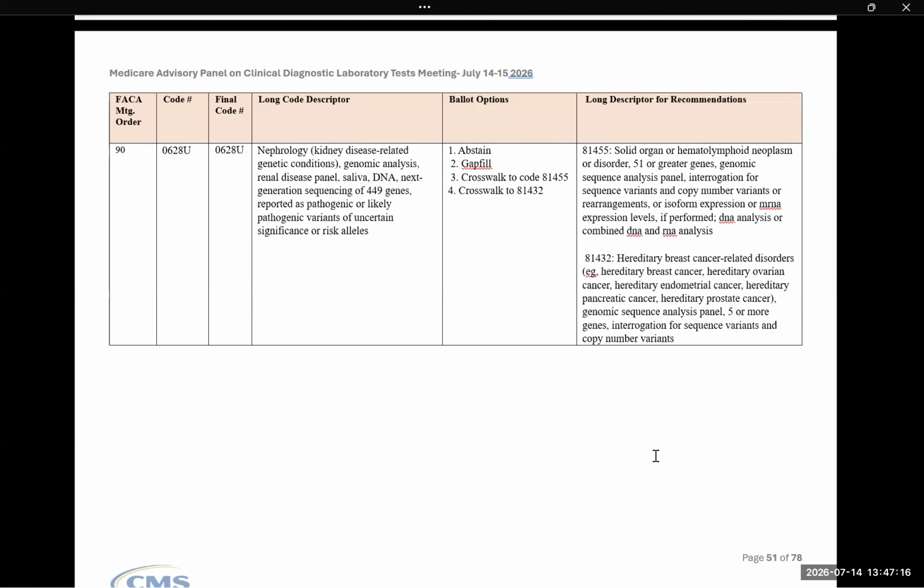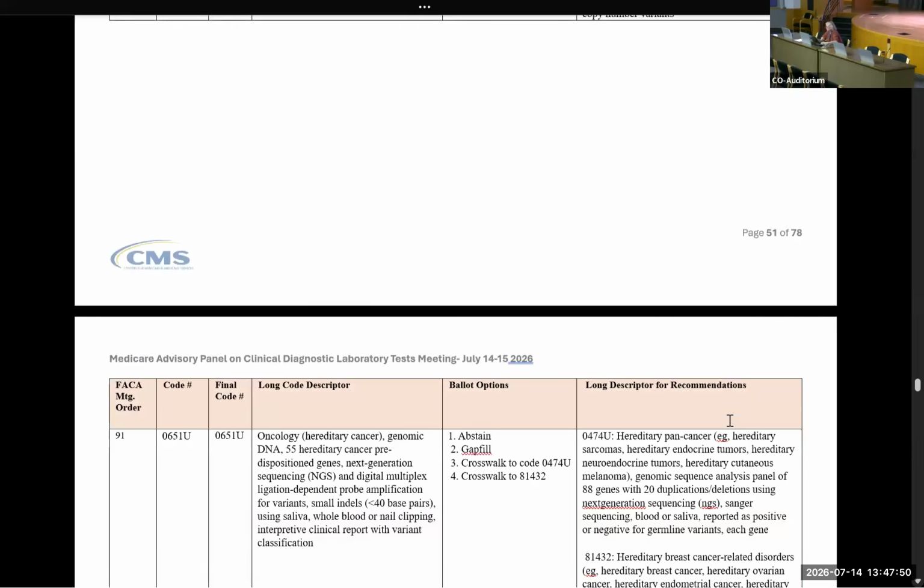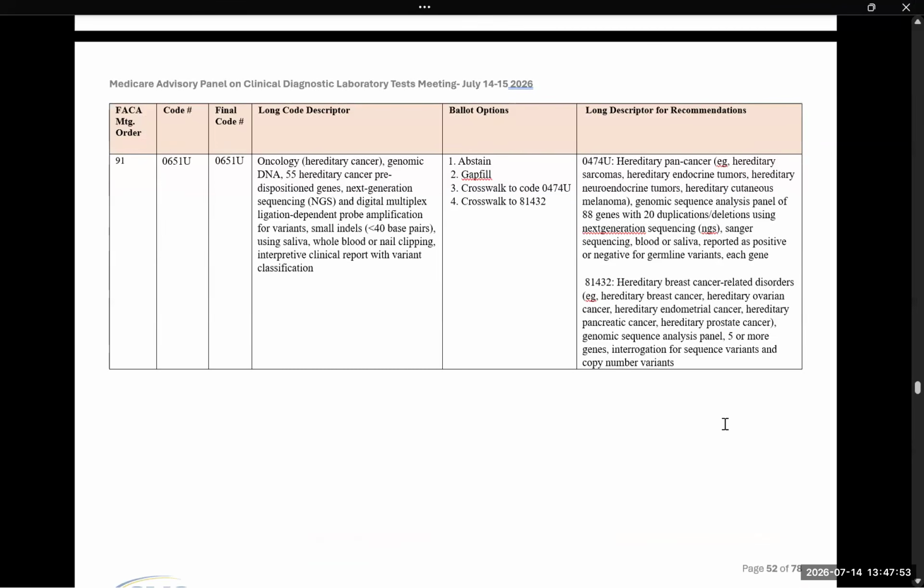Thank you, Heather. Does the panel have any questions or comments about this code, or does CMS have any questions or comments about this code? All right, if not, panel members, please cast your votes. Okay, thank you. All right, next up we have 0651U.